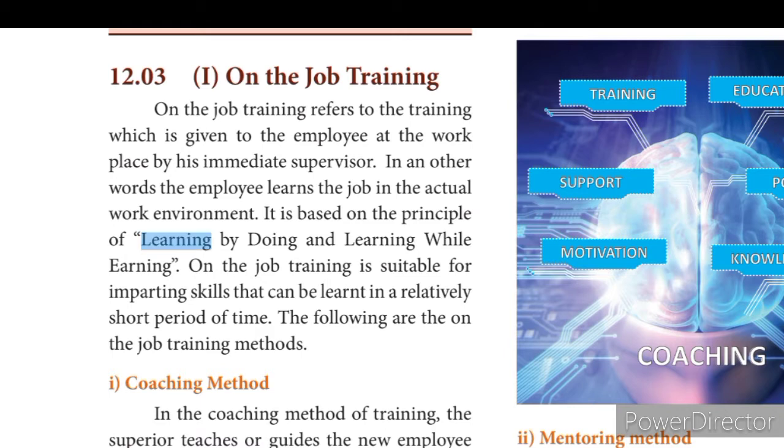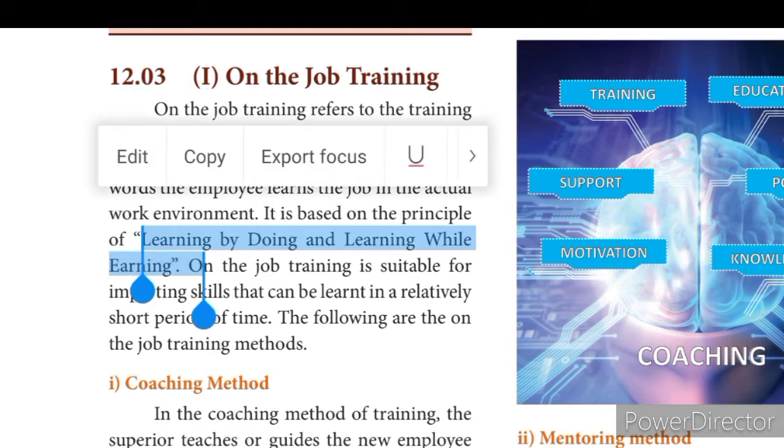It is very simple, as I told you. See how you are doing, how you are learning, how you are getting trained. After getting the job, his direct supervisor gives the training. That is called on the job training. He learns while he does the job, and learning while earning is what is called on the job training.